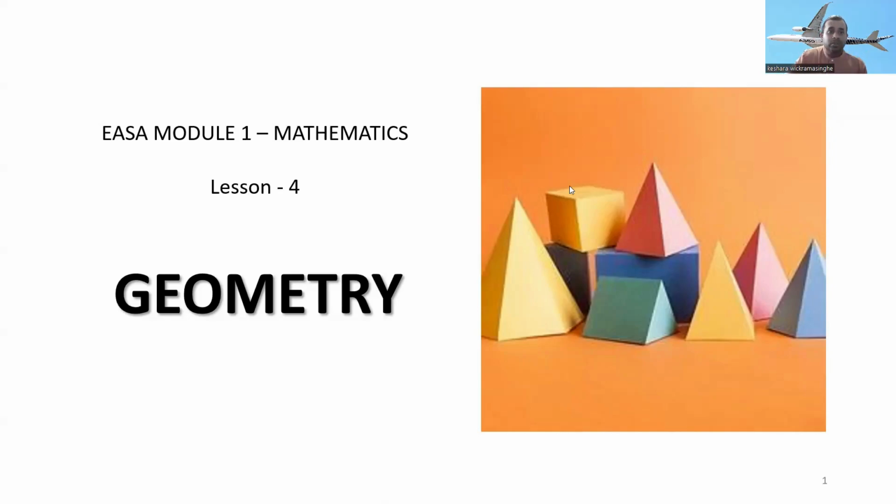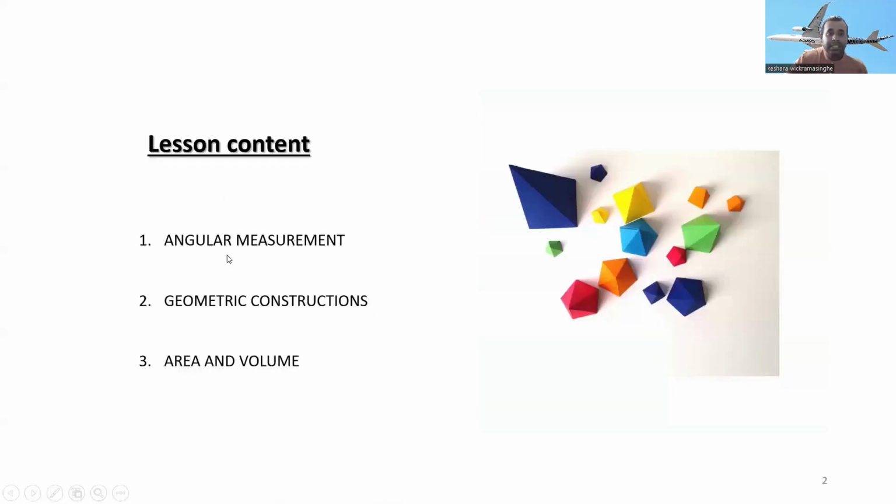Today I'm going to teach you EASA Module 1 Mathematics, lesson number 4, Geometry. The lesson contains angular measurements and geometric constructions, and also area and volume. This lesson will be a little bit longer, so stick with it. If you get bored, you can stop and continue the next day. I don't want to split this into two parts, so I want to make it one long lesson that you can watch later. All right, let's go.